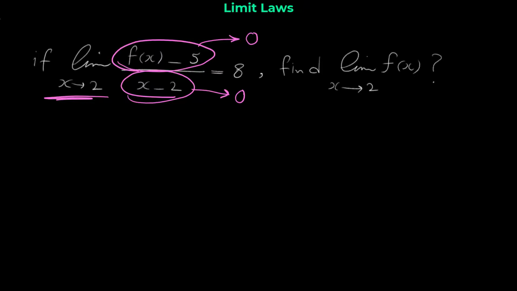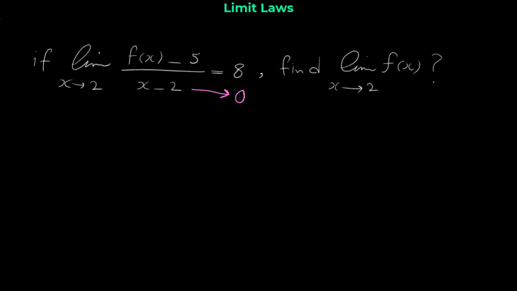And because the limit of the numerator is 0, the limit of f(x) should be 5. Because f(x) minus 5 is 0, the limit of f(x) as x approaches 2 is 5. But we need a better reasoning for finding the limit of f(x). I know the limit of f(x) as x approaches 2 is 5. I have the answer. But I need to relate this answer to the limit laws. Let me show you how you can do that.